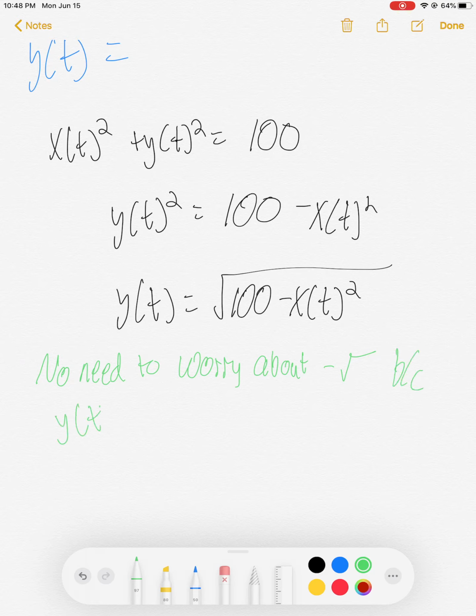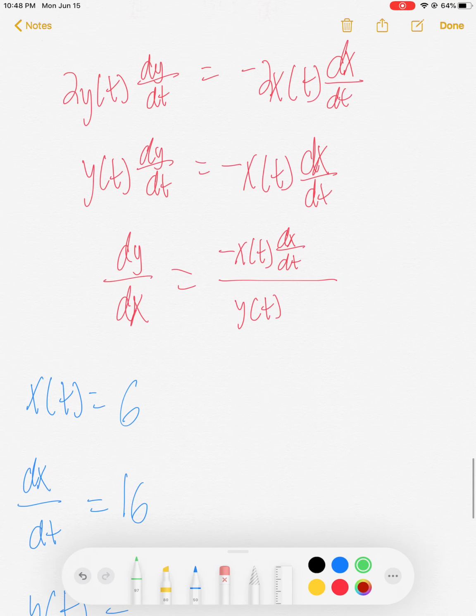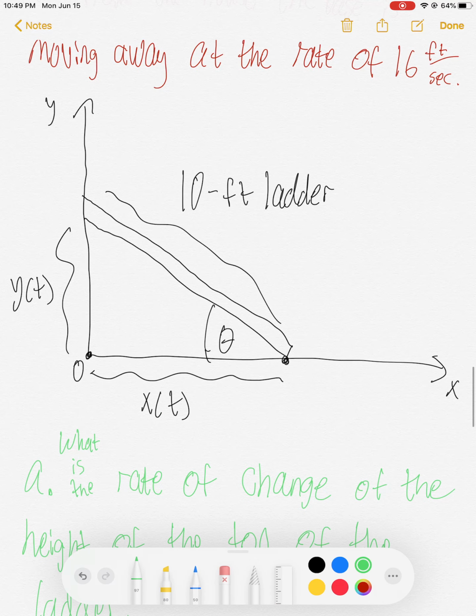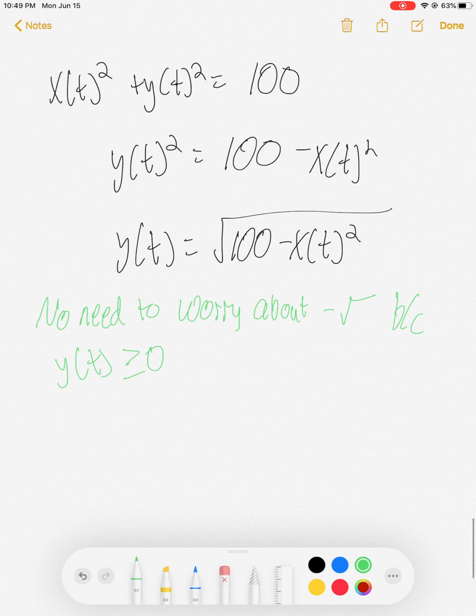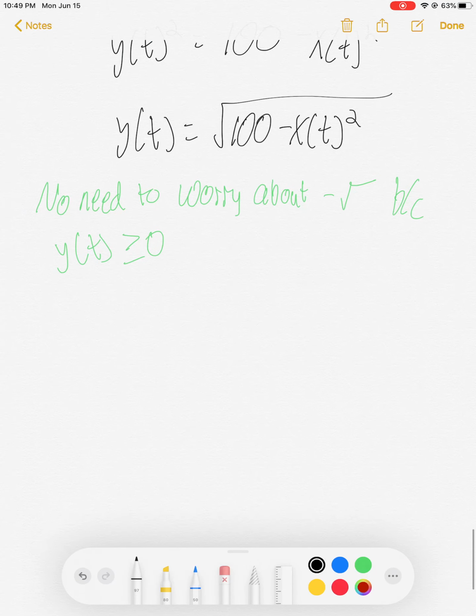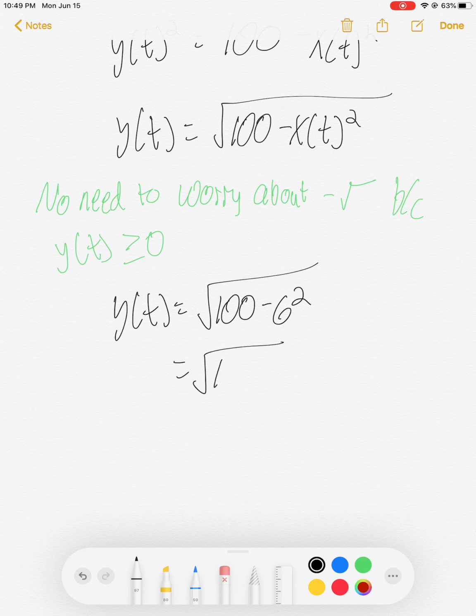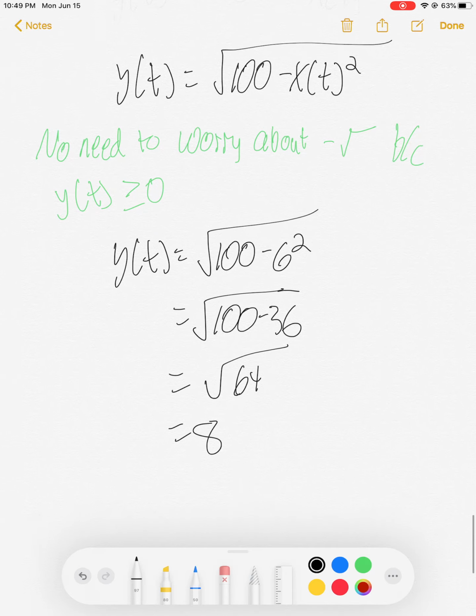Now, normally whenever we take square roots, we need to worry about negative solutions, right? But here, there's no need to worry about the negative square root, because y is the height, because y of t is always going to be greater than or equal to 0. Right? This ladder, certainly the height is never going to fall below 0. Right? That doesn't really make sense in this context. So that's why we only care about the positive square root. So I promise I'm not being forgetful in that case.